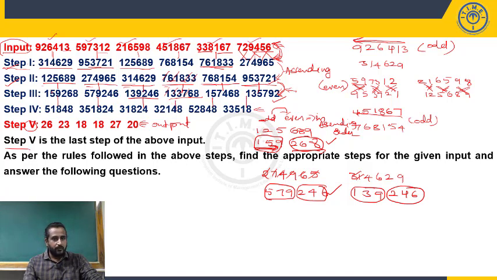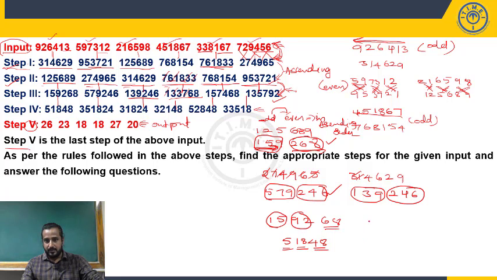Clear? Now 159268 becomes 51848. How is it? It is simple, and at the first instance you may not get the logic, but keep this in your mind. It can be this kind of logic also. It means you may get this kind of logic also. 1 into 5, 5. 9 into 2, 18. 6 into 8, 48. Now what is the next number?